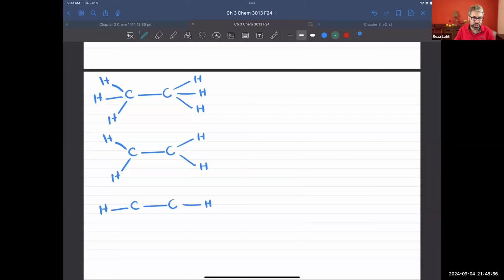The first one has two carbons, 1, 2, and I see a single bond between them. So I have 2 carbons, and I go with ETH. That represents 2 carbons. Next, I see a single bond between carbon and carbon. Because it's a single bond, I'm going to say AN. AN represents a single bond.